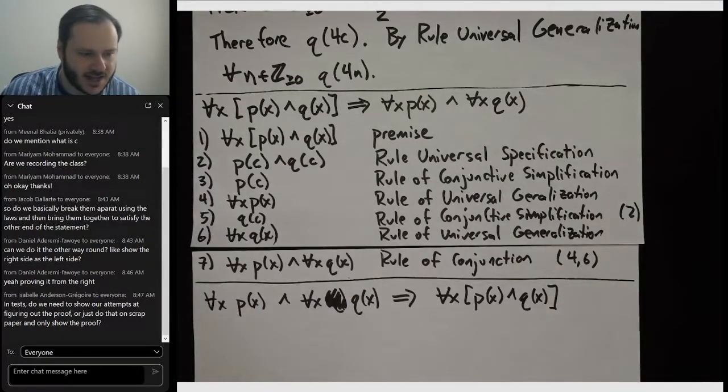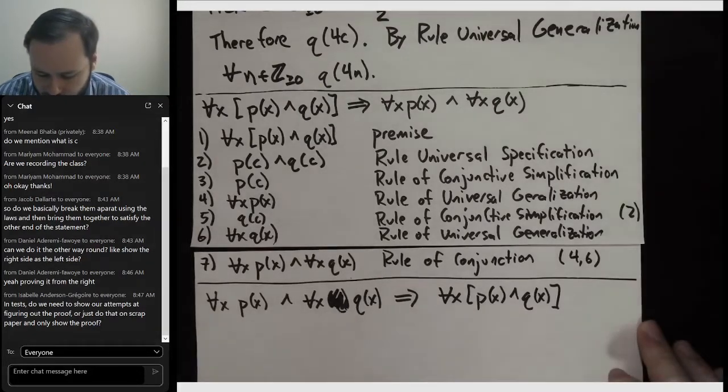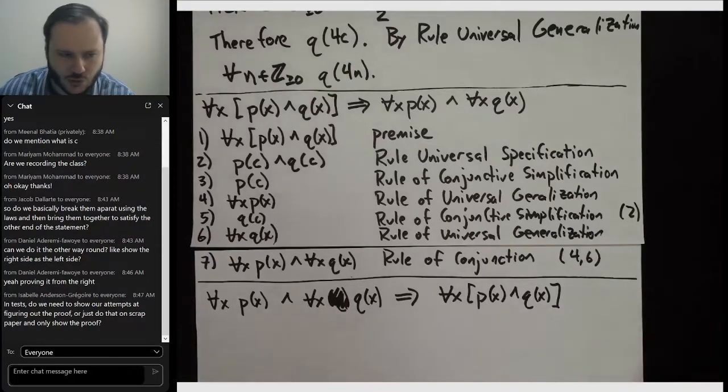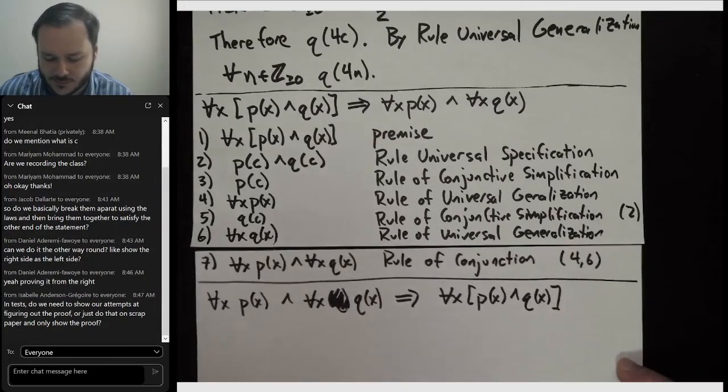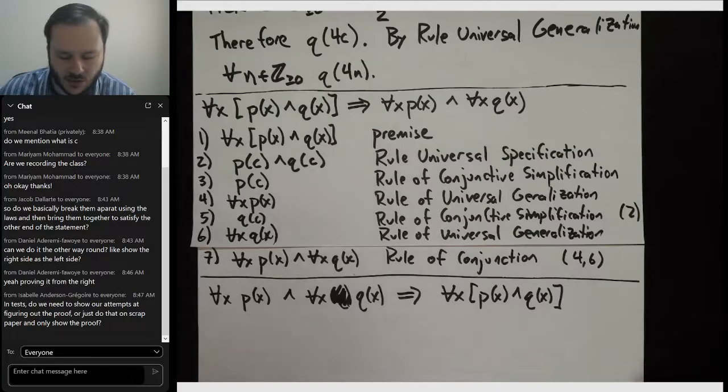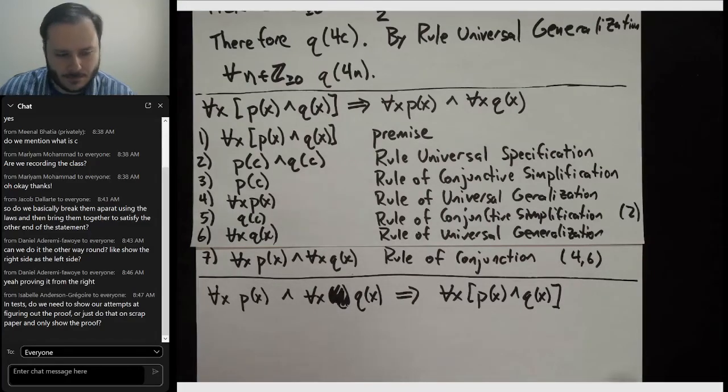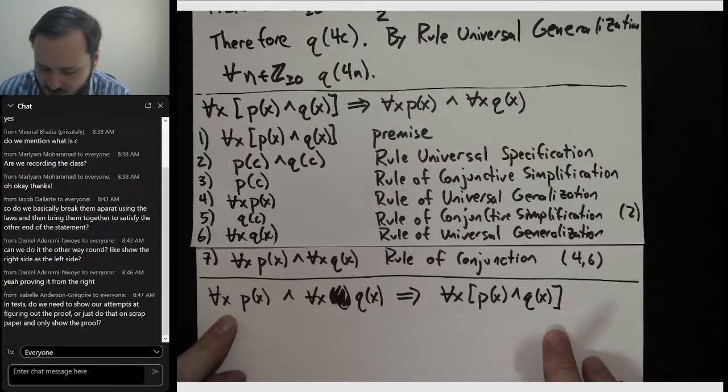Second question from chat. In tests, do we need to show your attempts at figuring out the proof, or just do that on scrap paper and show only the proof? I'm not sure is the answer to that. You will never be penalized. You shouldn't be penalized for showing your work. So if you're trying out some stuff and it doesn't work, and you include that, and then you show your final answer, that's fine with us for the test. I don't know exactly how we're going to word test questions, so I don't have a good answer for that for you yet. Okay, so separate statement.